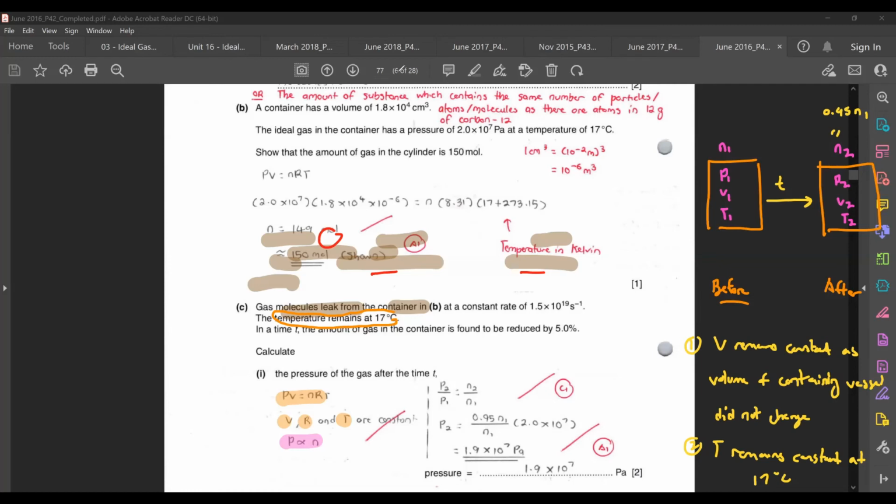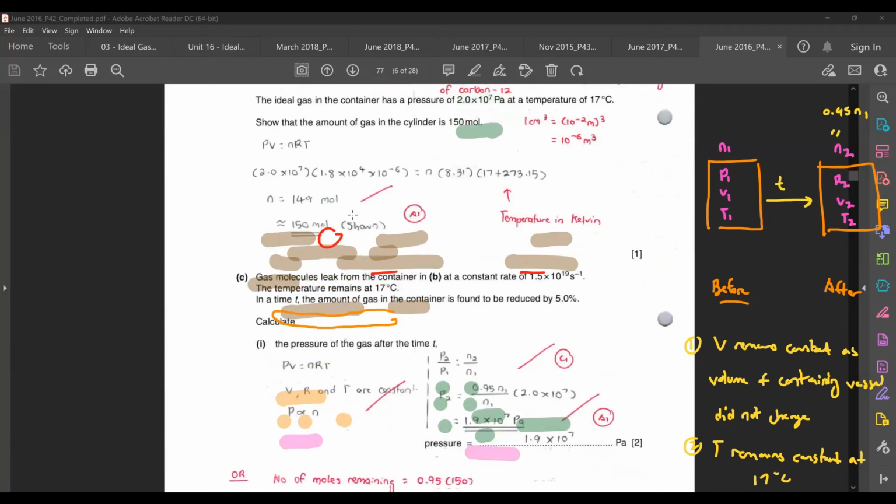So if the pressure is directly proportional to the number of moles, that would mean that P2 to P1 is N2 to N1. So P2 is the ratio of N2 to N1, which is 0.95 N1 over N1, times the pressure at 1, which is what I have here, 2 times 10 power 7. You multiply them together and you get the answer 1.9 times 10 power 7 Pascal. So this is your final answer. Right, so this one, no issues.